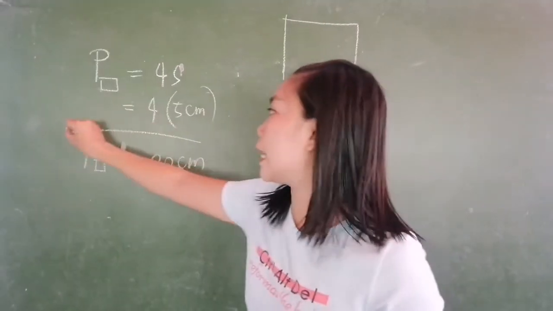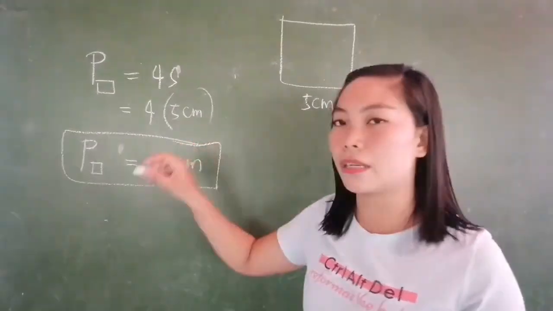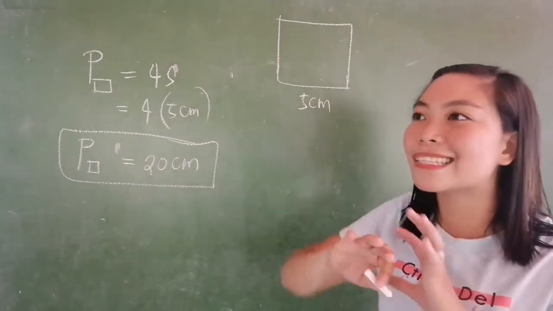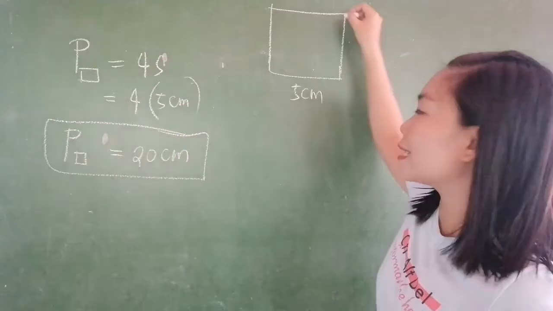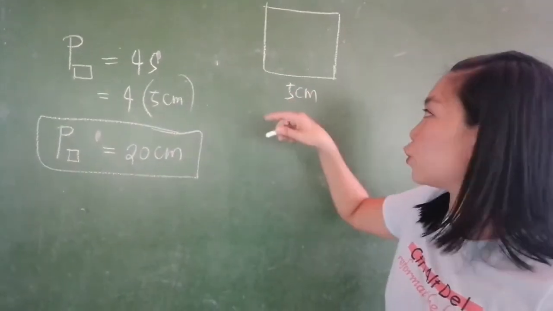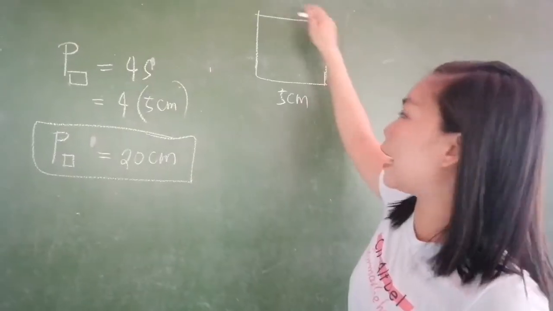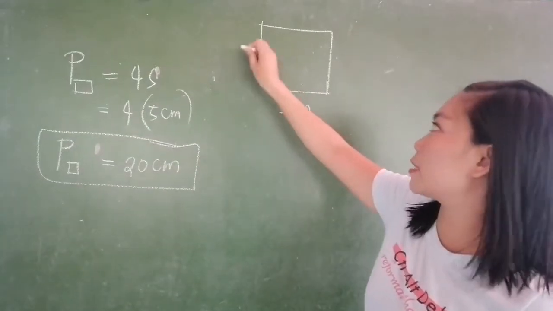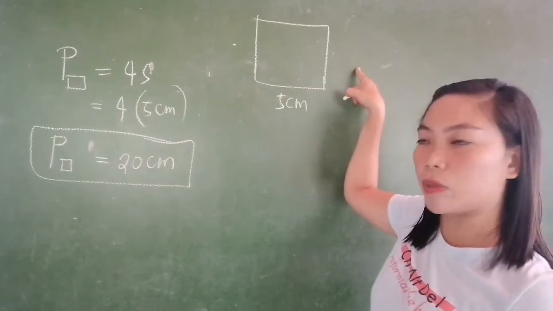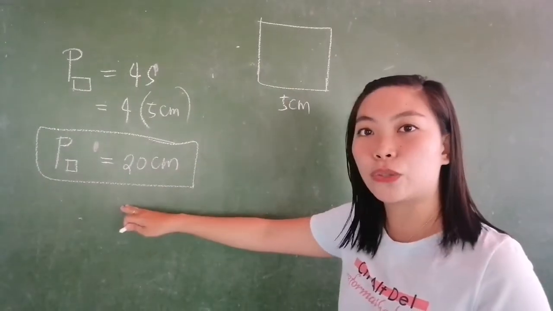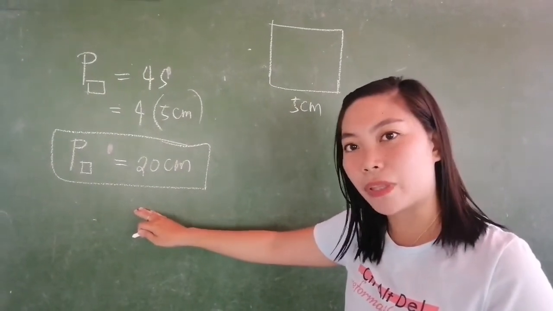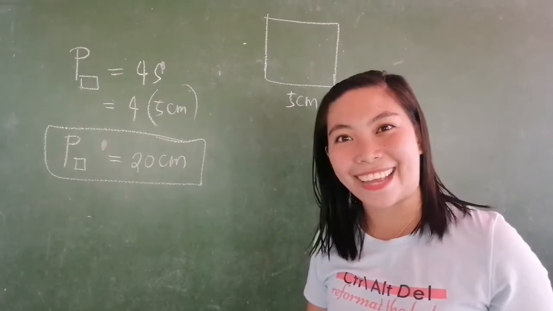Ganun lang po kadali pag-aralan yung perimeter since yung perimeter is the measurement around the surface. So, kung gusto nyo po, kung ayaw nyo ng 4s, pwede nyo din pong i-add lahat ito. So, 5 centimeters dito, 5 centimeters, 5 centimeters, that is still equal to 20 centimeters. Very easy, right? Tapos na natin yung perimeter ng rectangle at saka yung square.